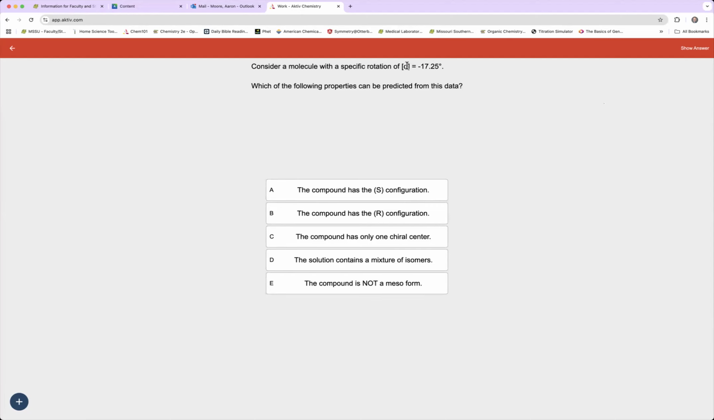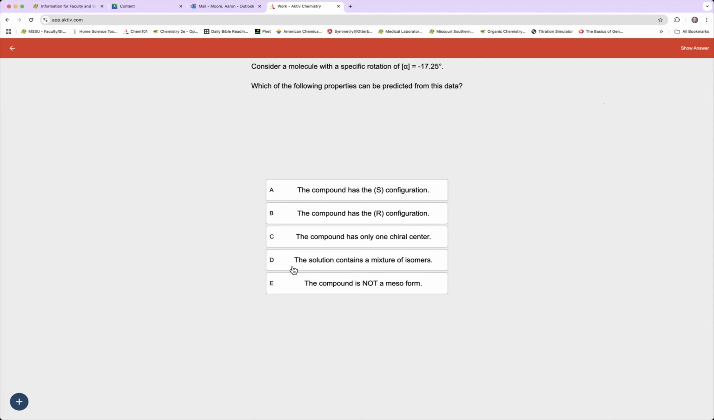We can't tell looking at this number if it's an S configuration or an R configuration. The other thing you can't tell is how many chiral centers are present. It could be a conglomeration of multiple chiral centers that leads to this specific rotation, and they are not inherently connected. One thing that you can know is that it's not a mixture of isomers.